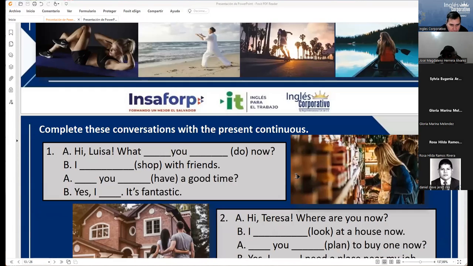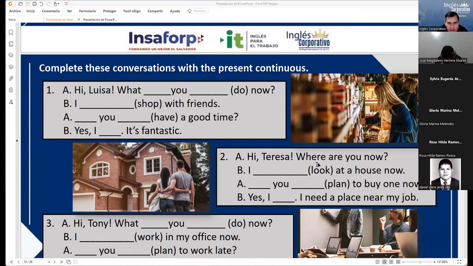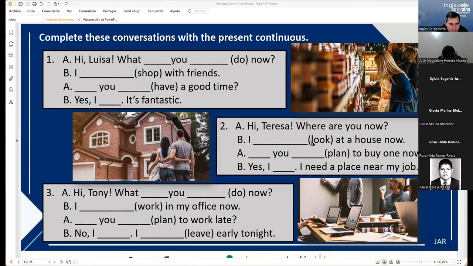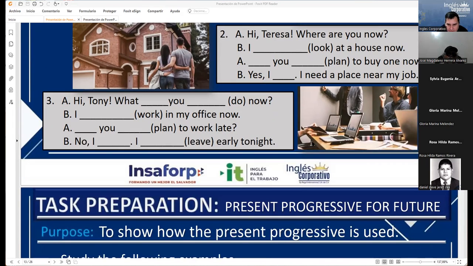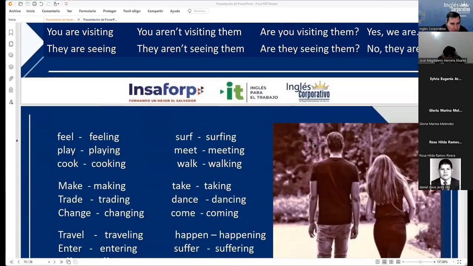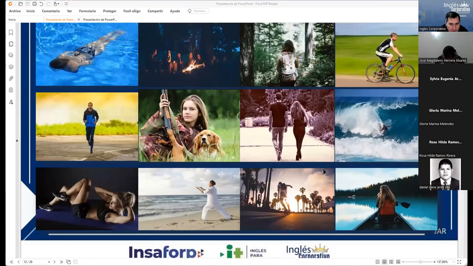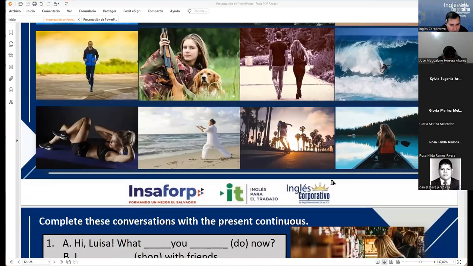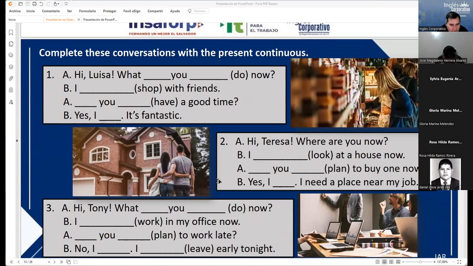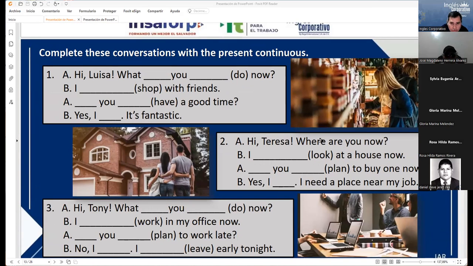Okay, good. Check out here. Now you have to complete this with the present continuous. This is for the future continuous and the forms, and I don't want to anticipate the other part. So let's complete this and then let's move to the next one. Let's go to the groups.